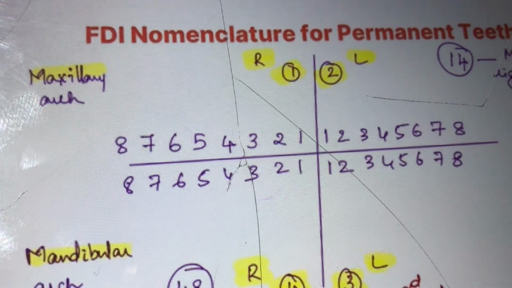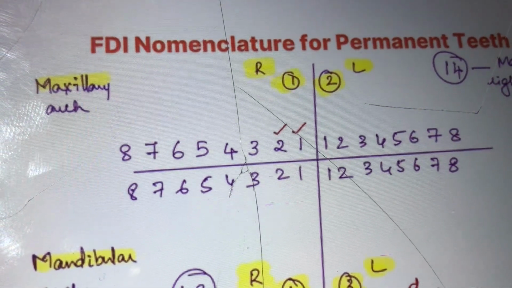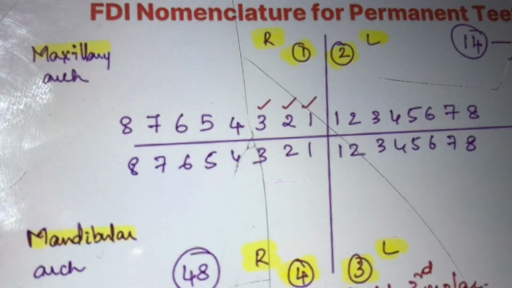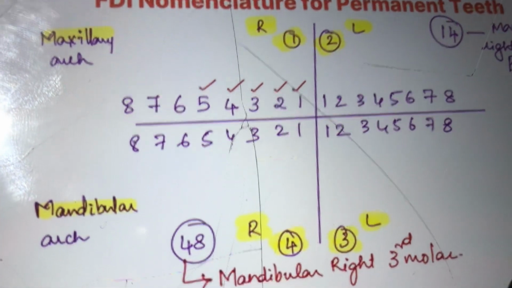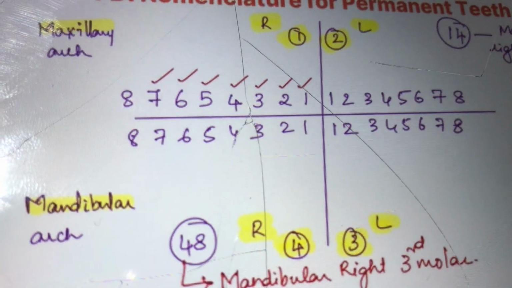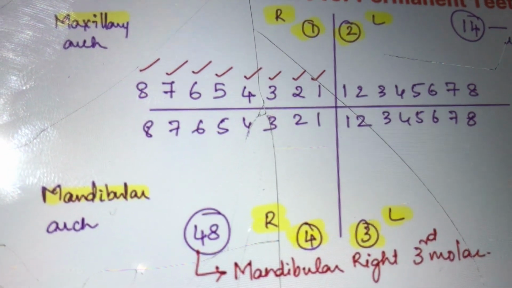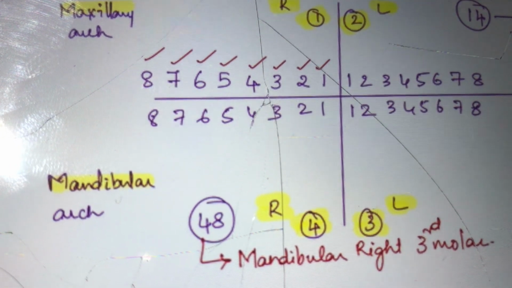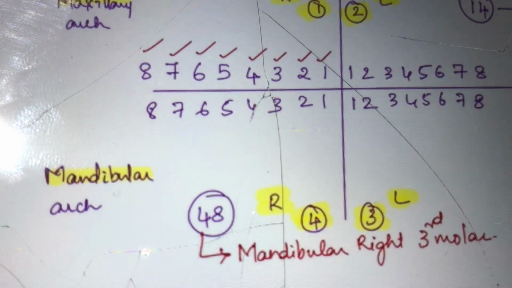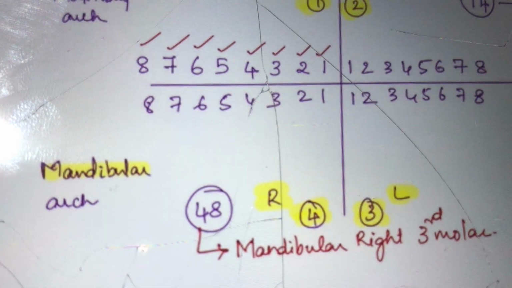Now if you start numbering, 1 is your central incisor, 2 is your lateral incisor, 3 is your canine, 4 is your first premolar, 5 is your second premolar, 6 is your first molar, 7 is your second molar, and 8 is your third molar. For example, if you have to say 1/4, 1 is your first quadrant, that is your maxillary right quadrant, and 4 is your first premolar, that is the tooth number.